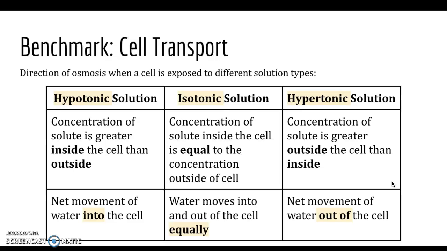So there are three different solution types: a hypotonic solution, an isotonic solution, and a hypertonic solution. In a hypotonic solution, the concentration of solute is greater inside the cell than outside, and what happens is water moves into the cell. In an isotonic solution, the concentration of solutes is equal in and out of the cell, and water moves equally in and out, or in between the phospholipids of the plasma membrane.